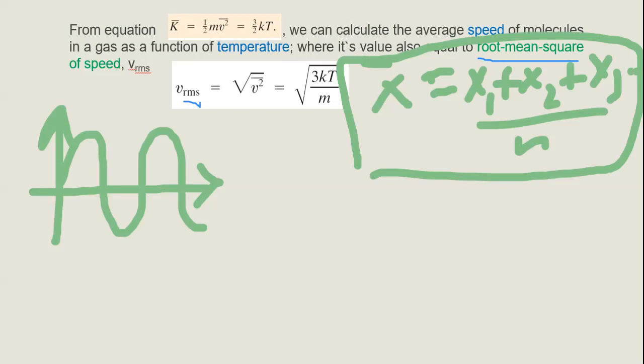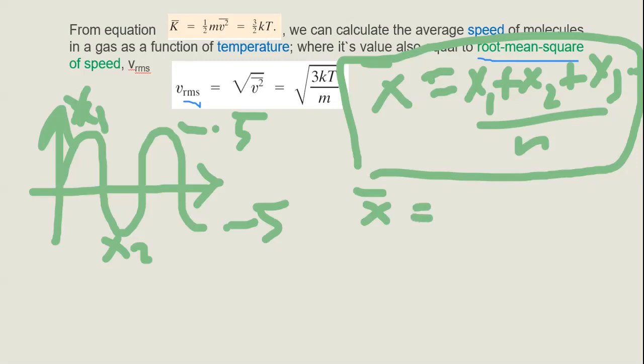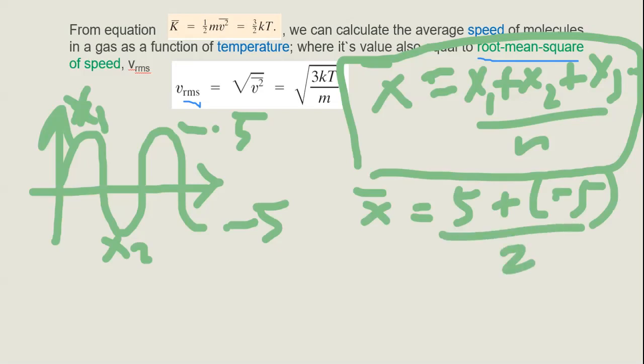Just think of it. Let's say the amplitude here is 5 and here is -5. We just want to find the average value, x1 here and x2 here. So x is equal to 5 plus -5 divided by 2. You will get 0. 5 minus 5 divided by 2 is 0.